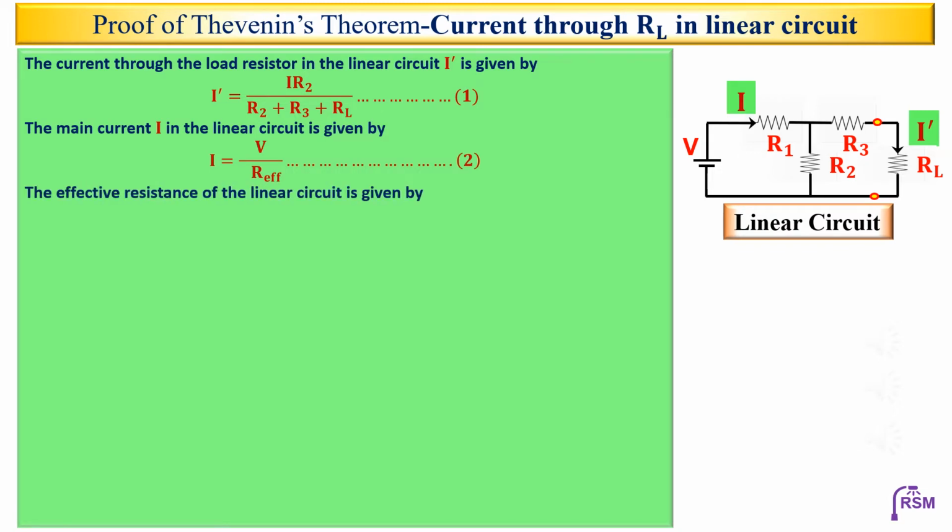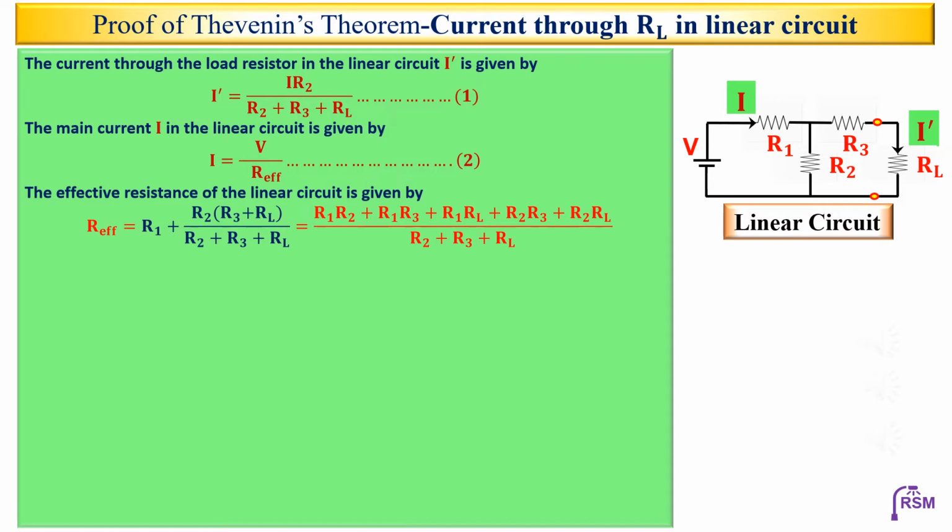The effective resistance of the linear circuit is given by R effective = R1 + R2 into (R3 + RL) by (R2 + R3 + RL), because with respect to the source terminal, R3 and RL are in series, and that series combination is in parallel with R2, and that entire parallel combination is in series with R1. Therefore, R effective becomes (R1 R2 + R1 R3 + R1 RL + R2 R3 + R2 RL) by (R2 + R3 + RL).